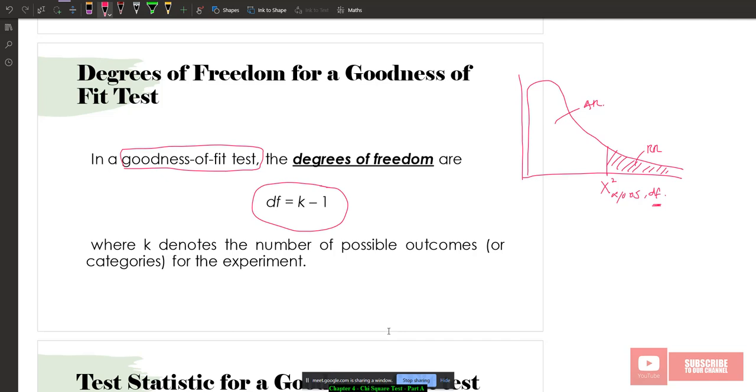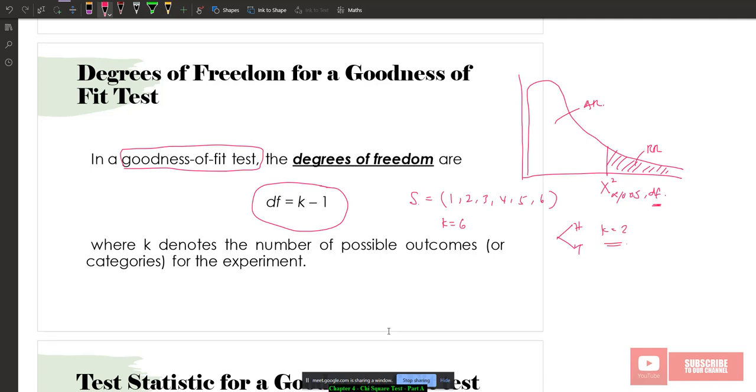Means that, what is the k? K is the number of possible outcomes. Let's say you are rolling a die. Rolling a die, possible outcomes, you have 1, 2, 3, 4, 5, and 6, right? So this is, let's say, the sample space for rolling a die. So k should be equal to 6 categories, right? Let's say you have possible outcomes for tossing a coin, right? Tossing a coin, you have head or tail. So k should be equal to 2.